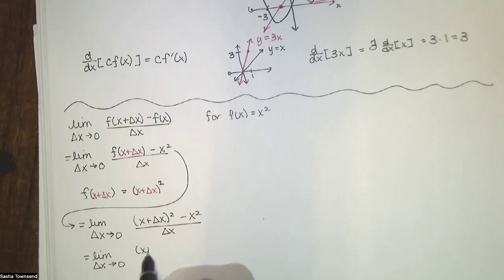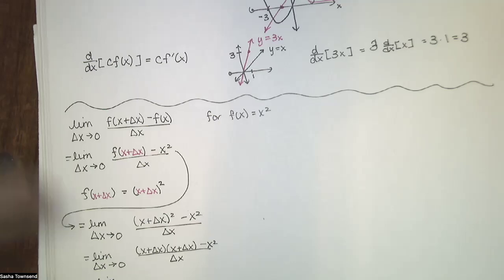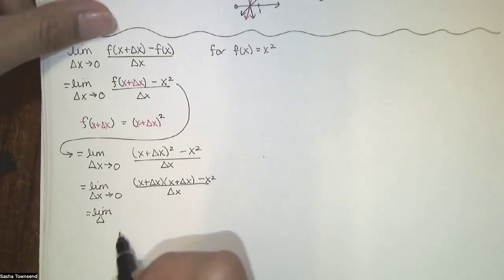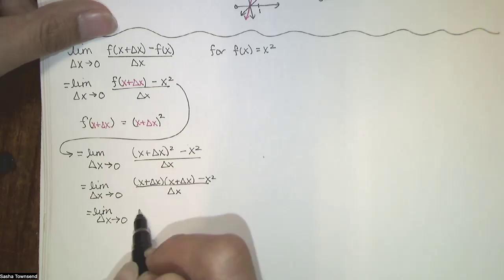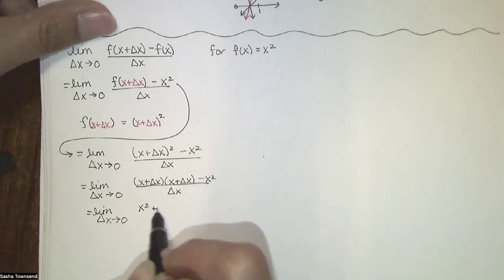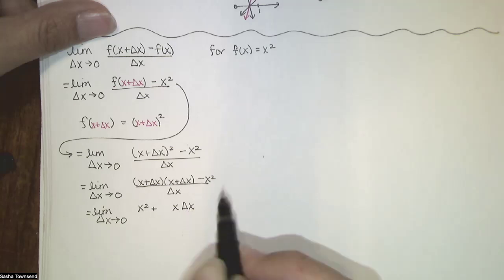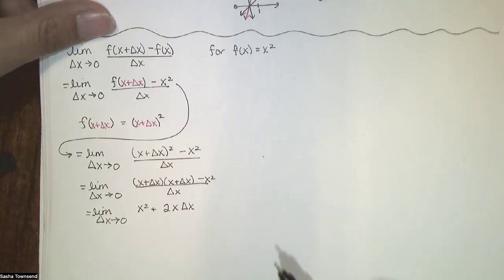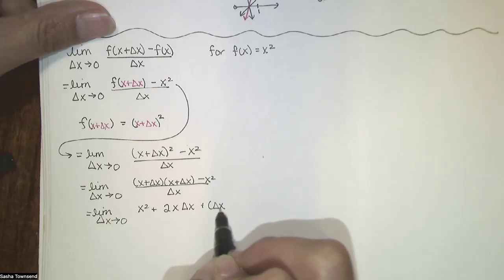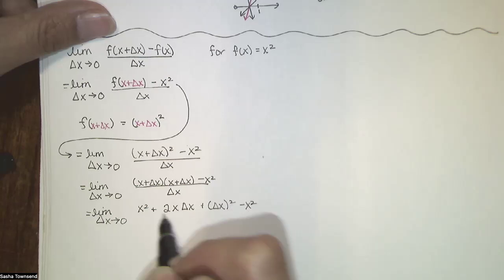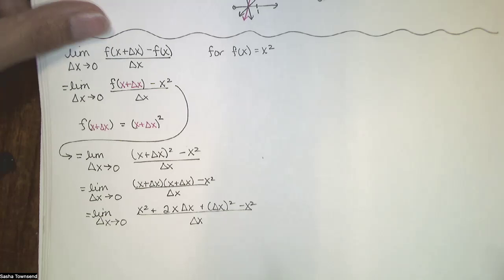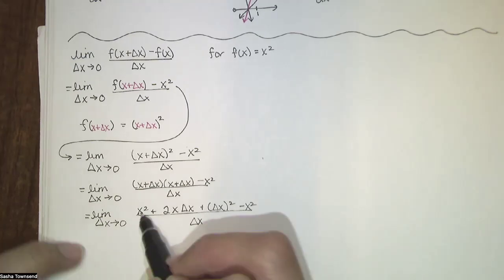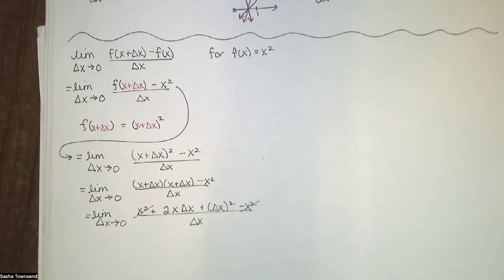We write that twice and FOIL. First times first is x squared, outer times outer is x times delta x, excuse me. Inner times inner is just like it, so we got 2 of those. Last times last is delta x quantity squared. We're subtracting x squared. And we notice that we've got an x squared and a negative x squared term, so those terms reduce.